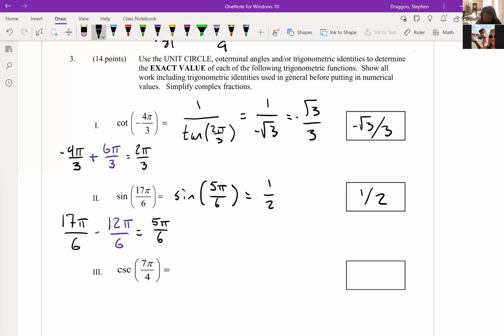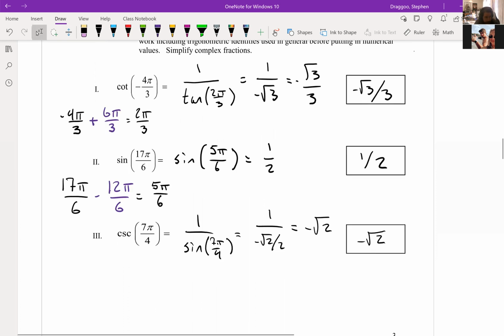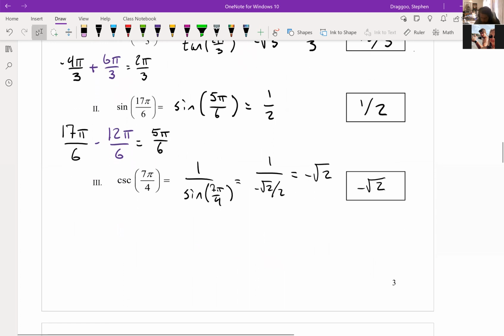Then we'll move on to the cosecant of 7 pi over 4. This will be 1 over sine of 7 pi over 4, which is 1 over negative root 2 over 2, and that will simplify to negative square root of 2. After we flip our fraction and rationalize, it comes out to negative root 2. So a quick demo of how that happens.